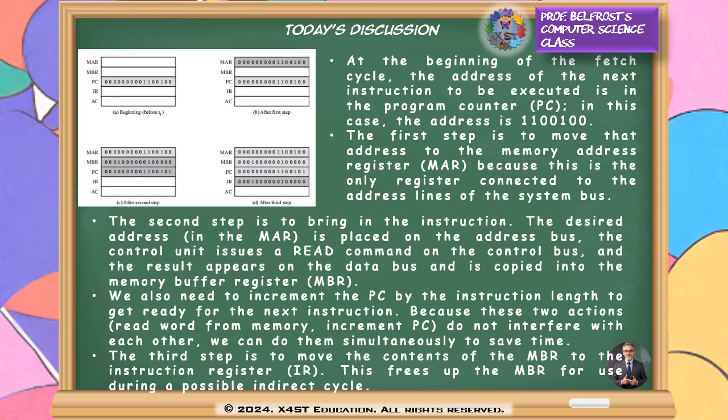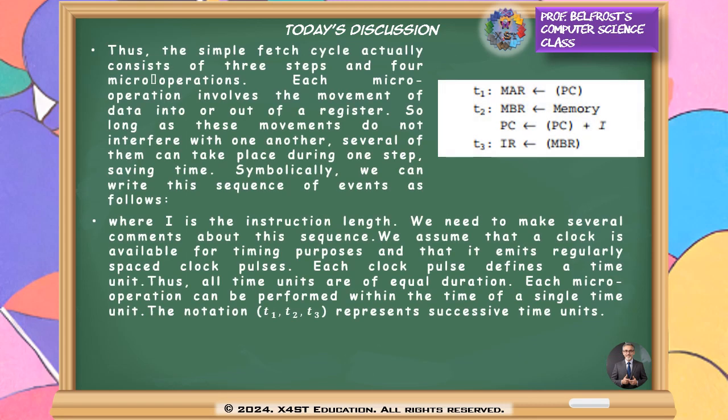The third step is to move the contents of the MBR to the instruction register, and this will free up the MBR for use during a possible indirect cycle. Thus, the simple fetch cycle actually consists of 3 steps and 4 micro operations. Each micro operation involves the movement of data into or out of a register. So long as these movements do not interfere with one another, several of them can take place simultaneously, saving time.